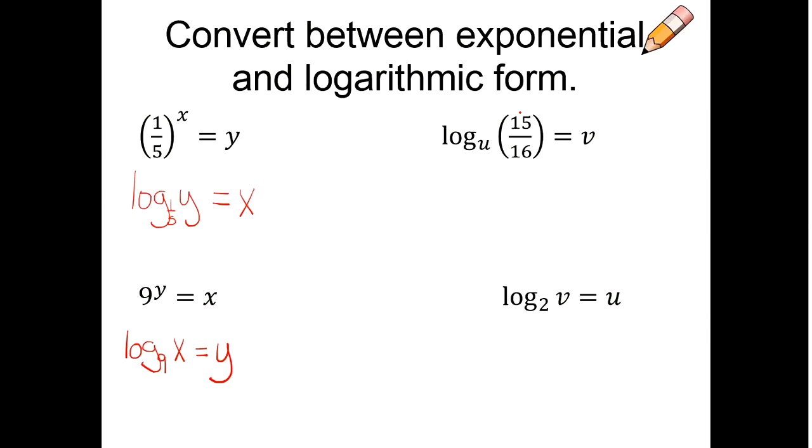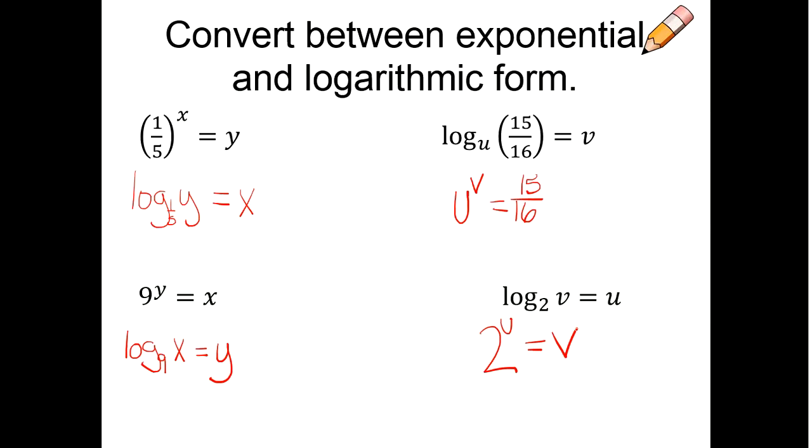Let's now try to go backwards. Let's try to go to exponential form. So the base of my log is going to be the base of my exponent. So the base is going to be u. This, remember guys, my exponent was always the answer in logarithmic form. So my exponent is going to be v, and this is going to be my value. So u to the v power equals 15 over 16. Okay? Let's keep trying here. So 2 to the u power equals v.